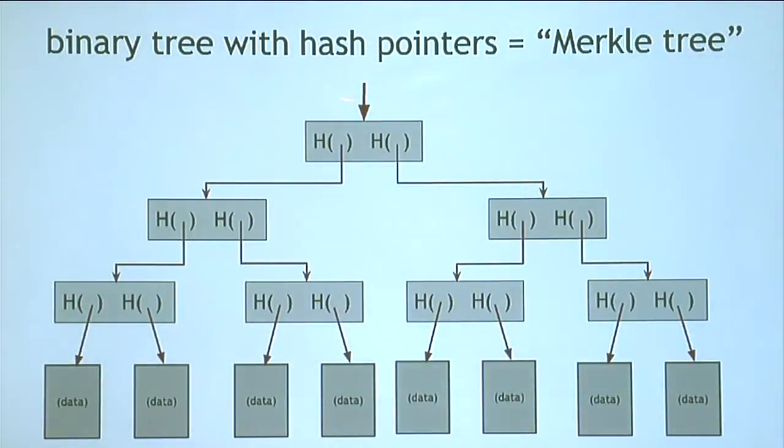And then just like before, we're going to remember just the hash pointer up here at the head of the tree. And we can then, if we want, traverse down through the hash pointers to any point in the list, and we can make sure that the data hasn't been tampered with.